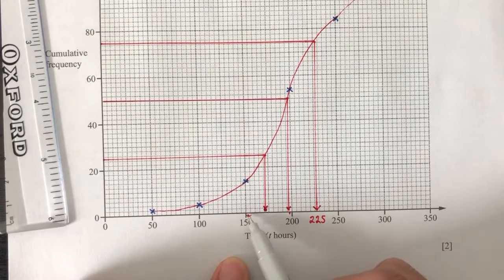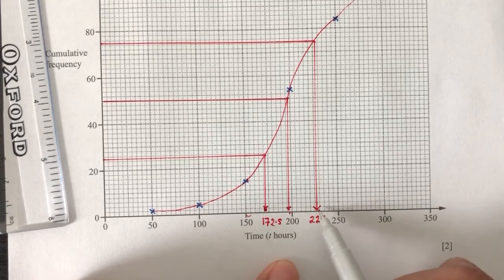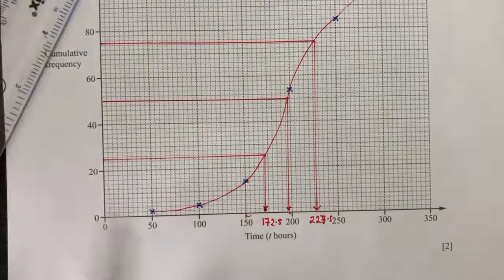For me, that will be what value? So we have 4 squared, that will be 172.5. This one is actually in the middle, that should be 27.5. Okay, so let's do that.